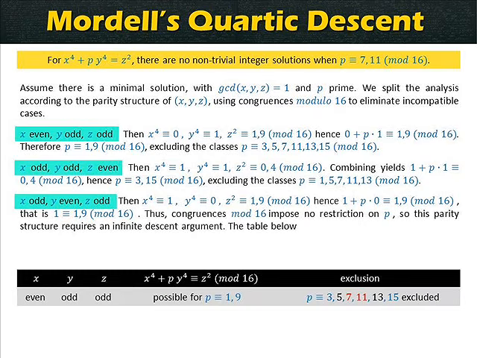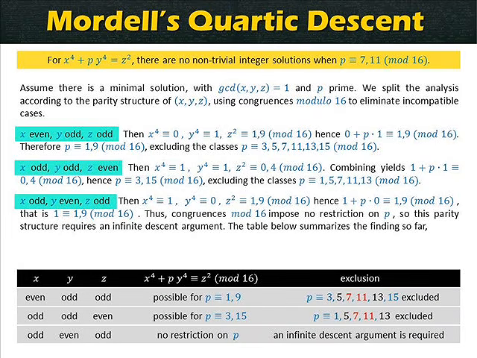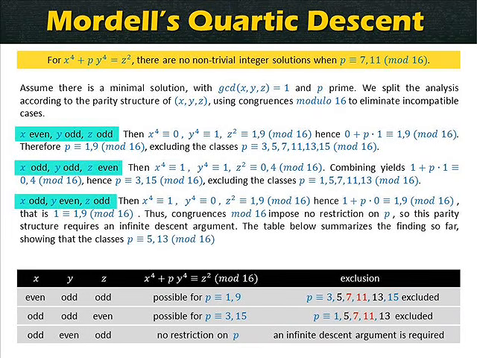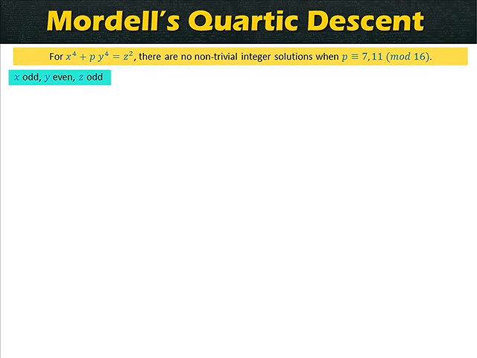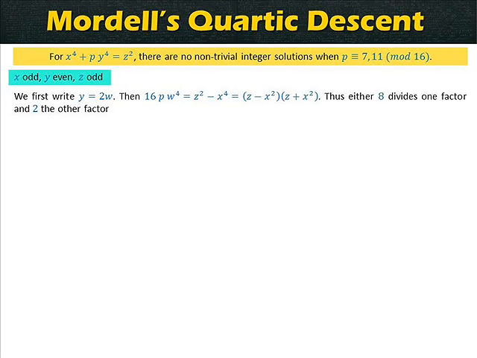The table below summarizes the findings so far, showing that the classes 5 and 13 modulo 16 must remain possible within the descent argument in order to match Mordell's result. So we are in the case with x and z odd and y even. We first write y as 2w, then we factor, knowing that 16 divides the product. Thus, 8 divides one factor and 2 the other, or 4 divides each factor.